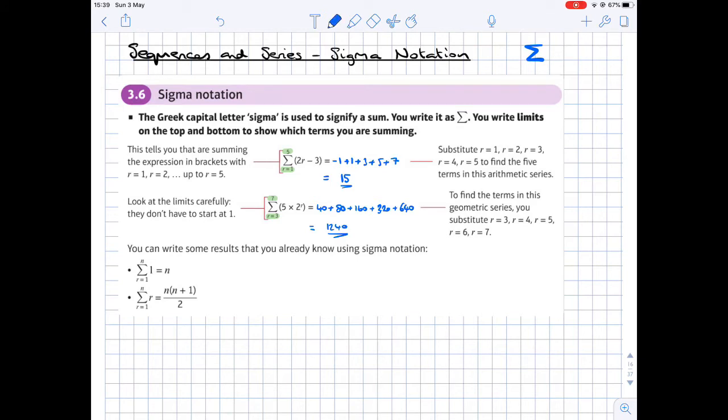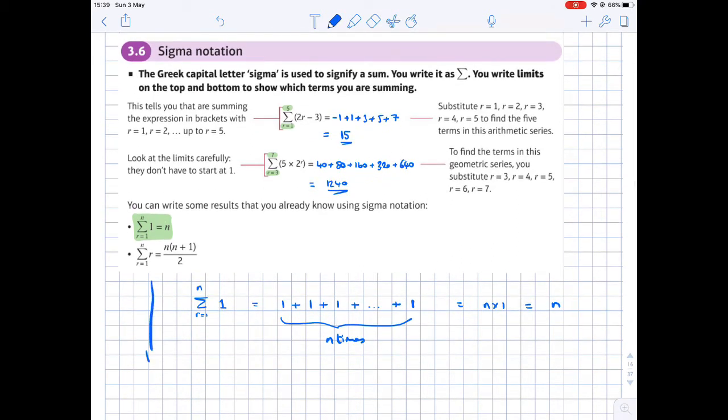Moving on. Sometimes you can see the next one. So when we see sigma r equals 1 up to n for the term 1, well that is the same as 1 plus 1 plus 1, and we do that n times. So it is actually just n times 1, which simplifies to n. So that gives us the first result.